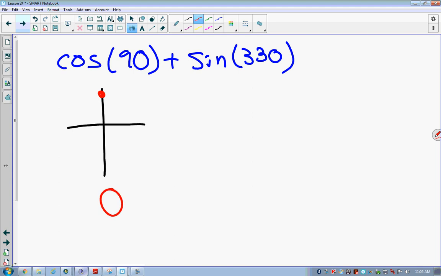And you can type it in your calculator. Cosine 90 equals 0. We can test that. Do we understand it though? Because if I understand it, I can get to 0 before you can get to 0.